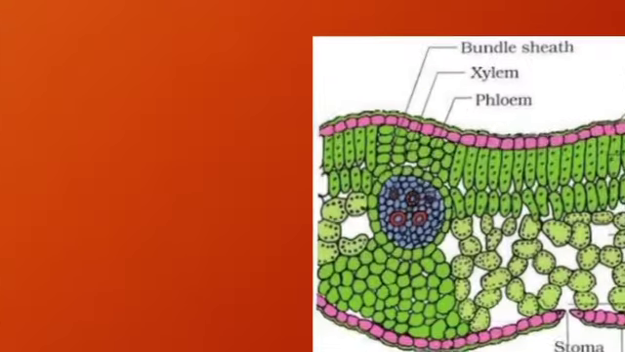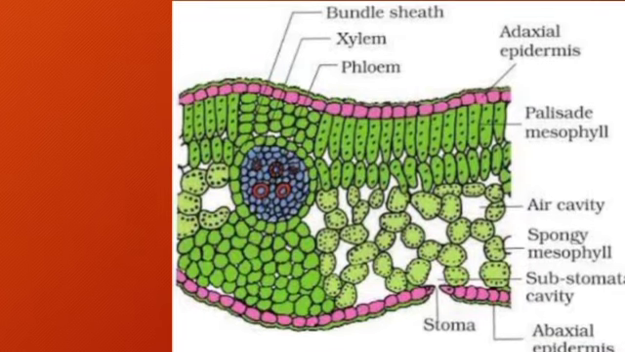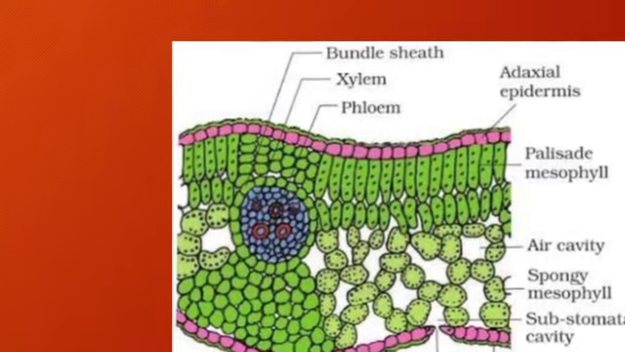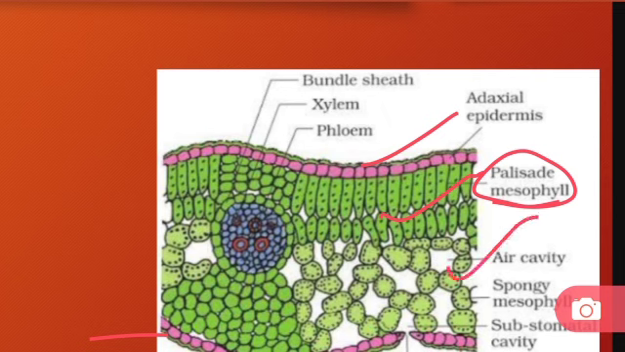Now here is the structure of a leaf. If you look at the leaf, the upper layer is the upper epidermis, and the lower layer is the lower epidermis. Between the upper and lower epidermis, you can find parenchymal cells arranged in two different ways: the palisade cells, which are arranged in a compact way, and the spongy cells, which are arranged loosely, where we can see large intercellular spaces.